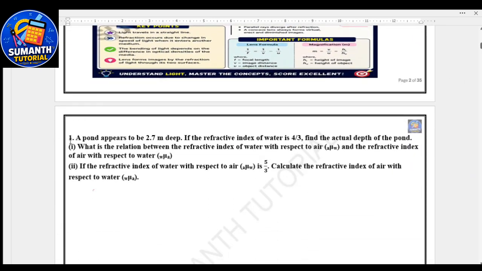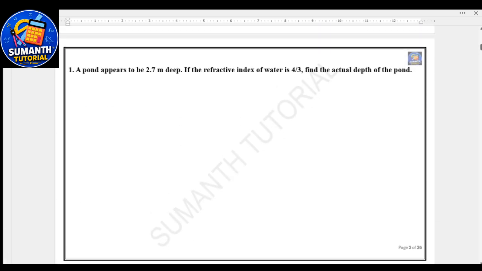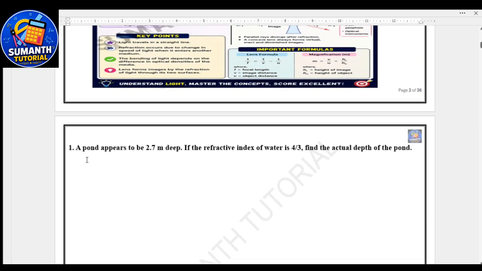And the first question is like this. A pond appears to be 2.7 meter deep. If the refractive index of the water is 4 by 3, find the actual depth of the pond.